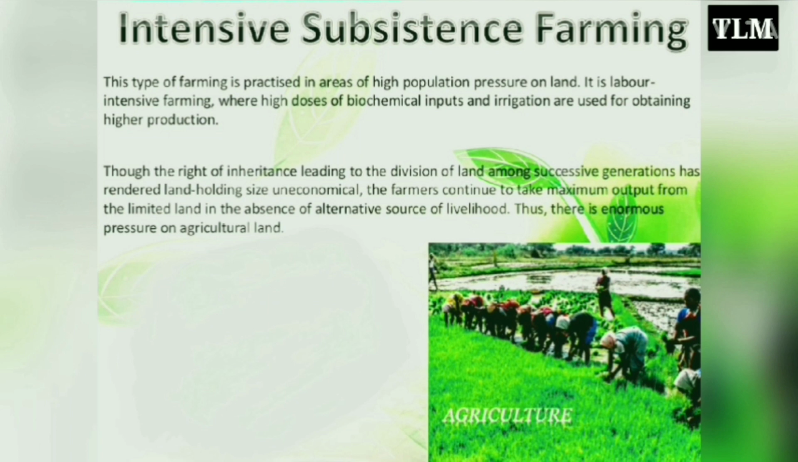Though the right of inheritance leading to the division of land among successive generations has rendered landholding size uneconomical, the farmers continue to take maximum output from the limited land in the absence of alternative source of livelihood. Thus, there is enormous pressure on the agricultural land. The given image here is an example of intensive subsistence farming. Now let's see the key points of intensive subsistence farming.